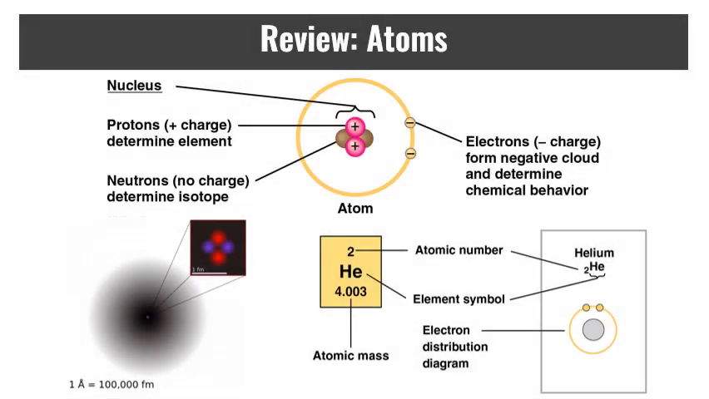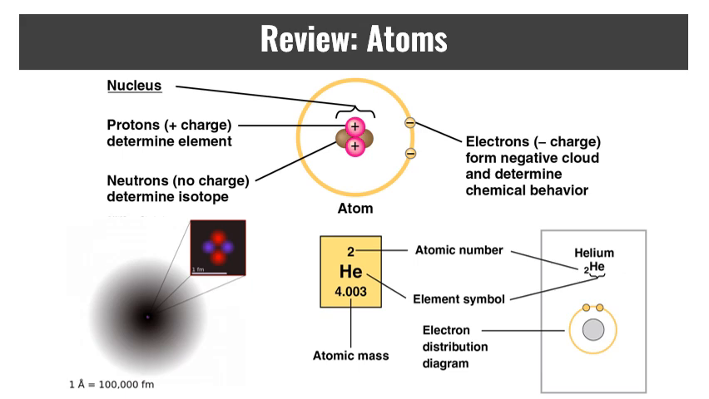So each element consists of unique atoms, and an atom is the smallest unit of matter that still retains the properties of an element. Atoms are composed of even smaller parts called subatomic particles, and in some cases, those subatomic particles are composed of even smaller parts called quarks, which we won't really get into. You are expected to know that the nucleus is made up of protons and neutrons.